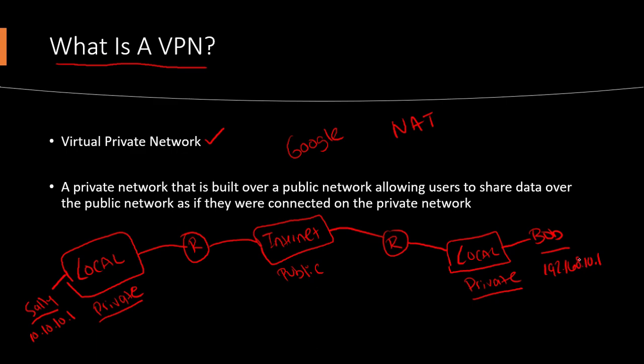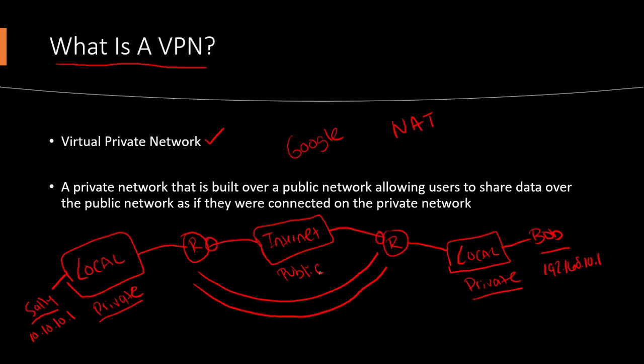So in order to kind of get around this problem, what we can do is build a VPN tunnel between the two routers. Because here's the deal. Both of the routers, the interfaces that connect to the internet, are going to have public IP addresses on them.